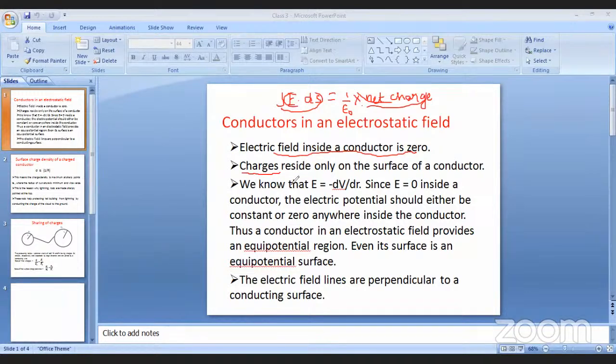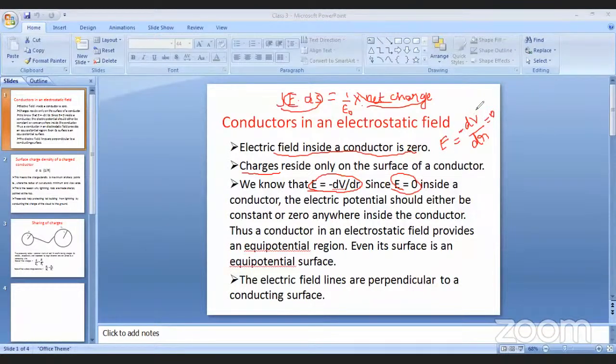Okay. The third point is, you all know very well this relation E equal to minus dV by dr, the relation between electric field or electrostatic field and the potential. So according to this relation, E equal to 0 inside a conductor. E equal to 0 means, from this equation, E equal to minus dV by dr equal to 0.